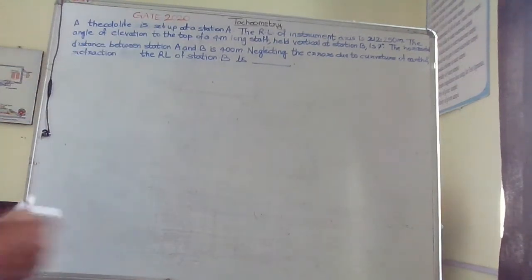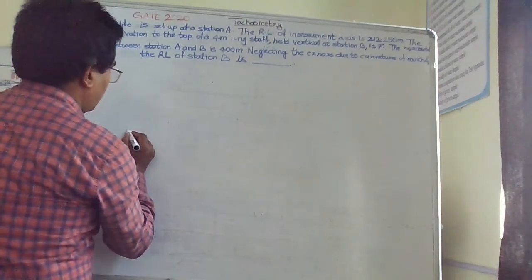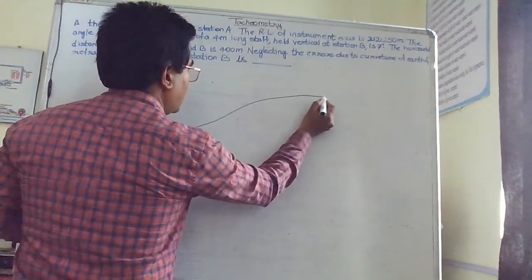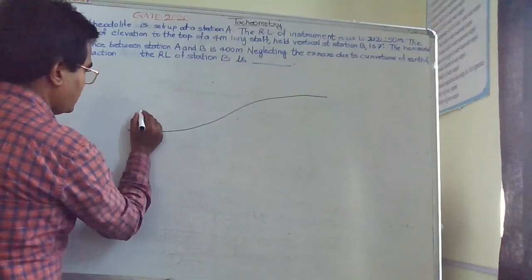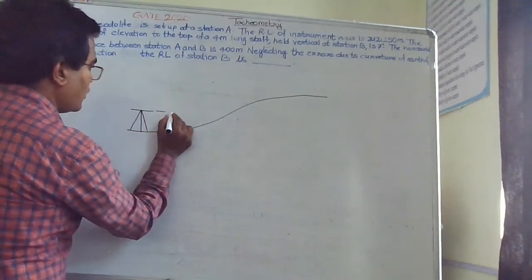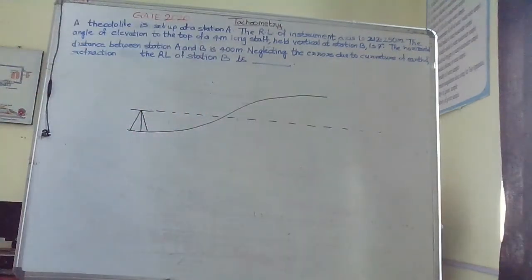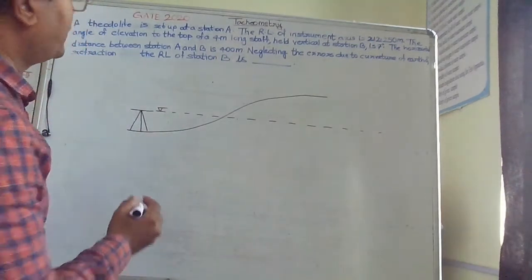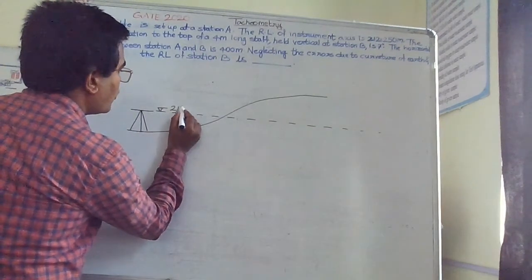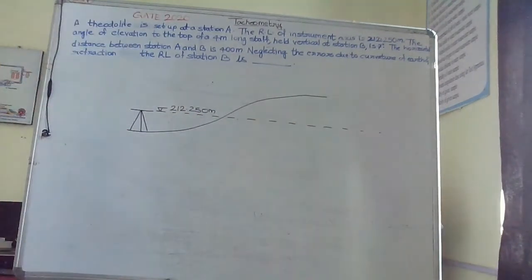Okay, so here we can first draw the figure. Here is our theodolite, and this is its instrument axis. Okay, and here RL of this instrument axis is given, and it is given as 212.250 meter.